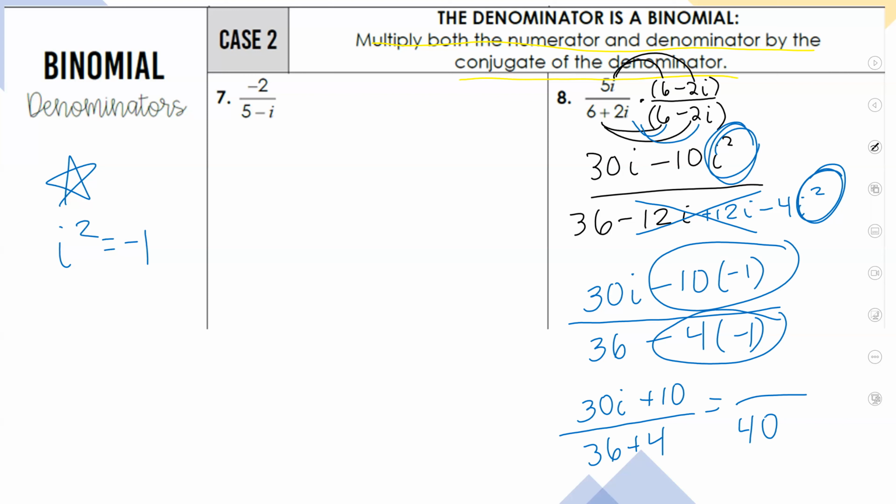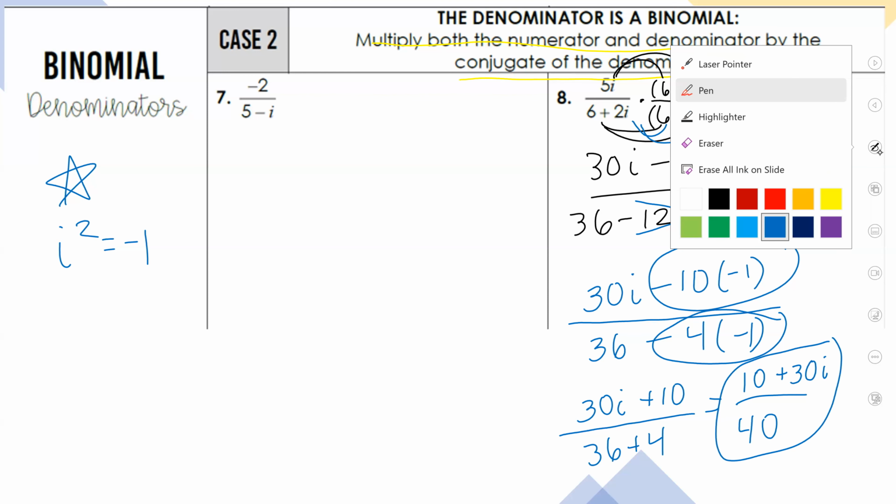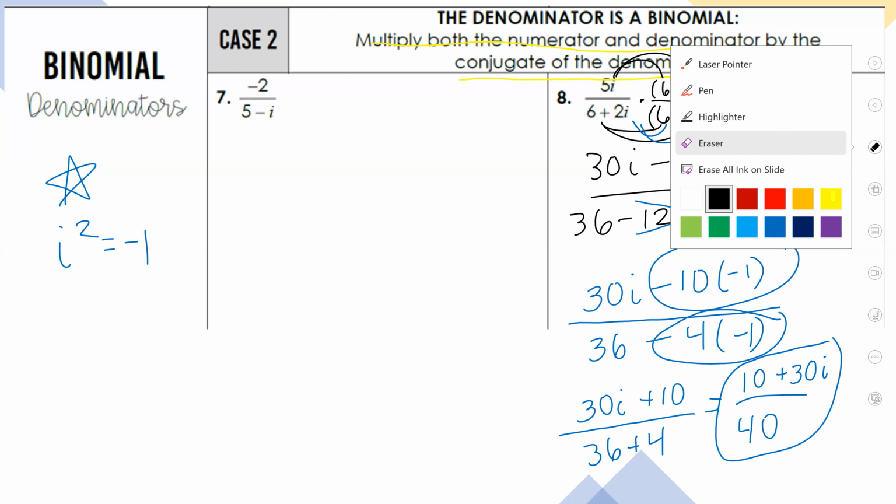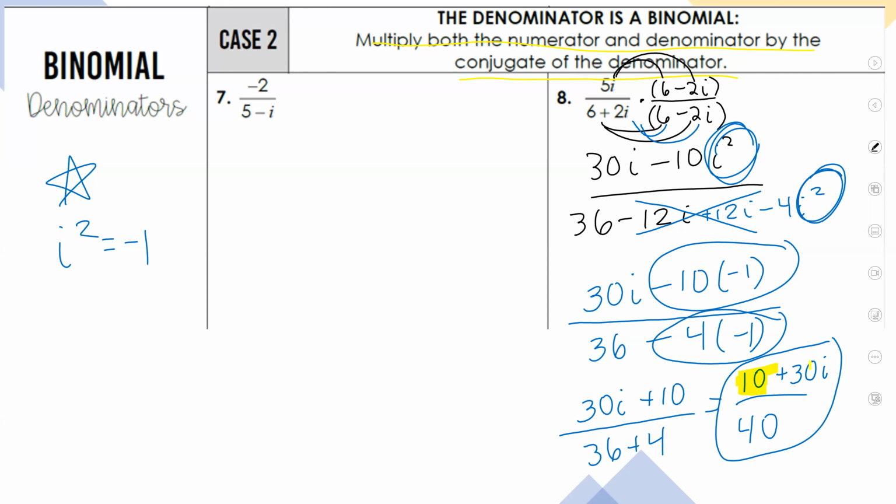Now, normally the format is the real number part comes first and the imaginary part comes second. So I'm going to write it like this. Okay, what number can all three of these be divided by? 10. The 10, the 30, and the 40, all three of these numbers can be divided by 10. So I'm going to write it over here.